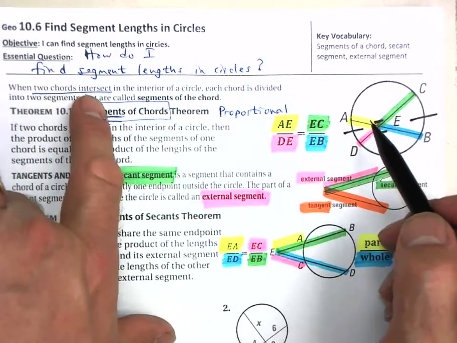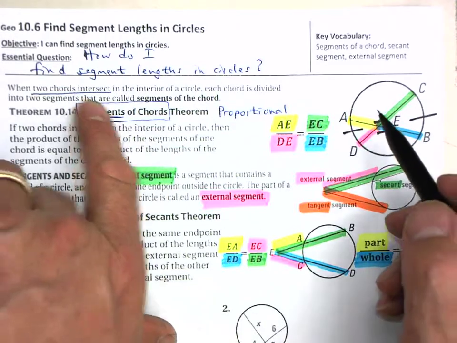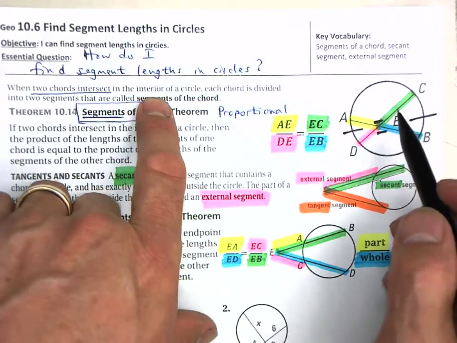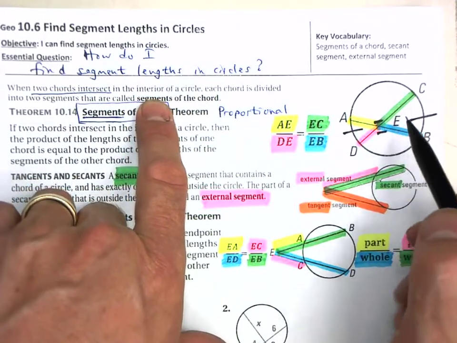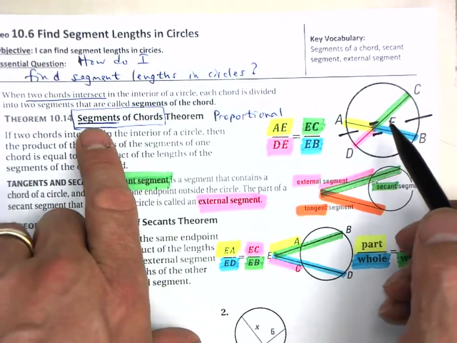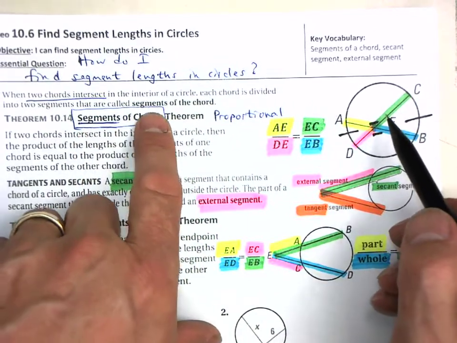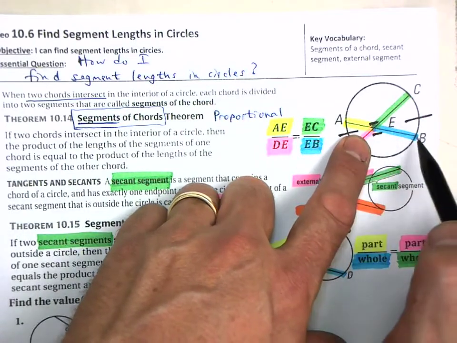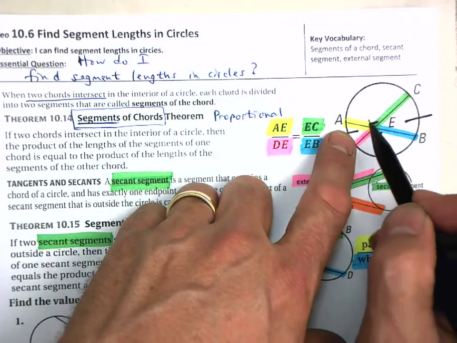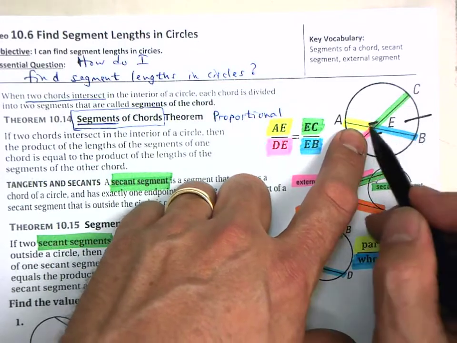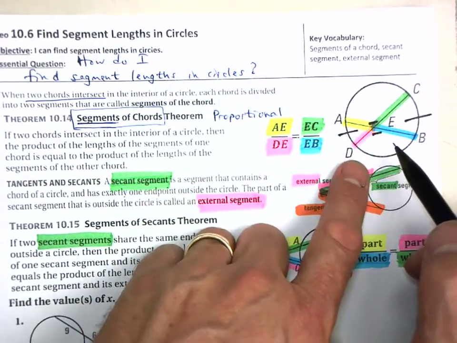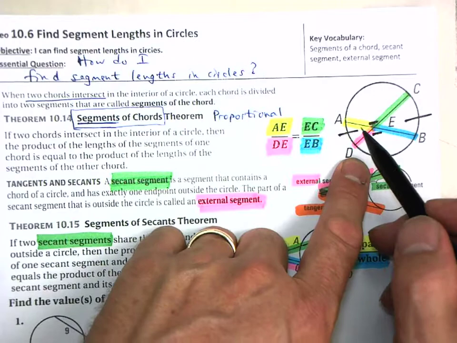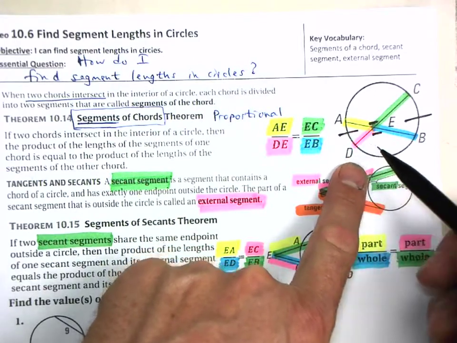And when two chords intersect inside of, or in the interior of a circle, each chord is divided into two segments that are called segments of the chord. So here is a chord, and this has a yellow segment and a blue segment. And we want to be able to find the length of these segments.